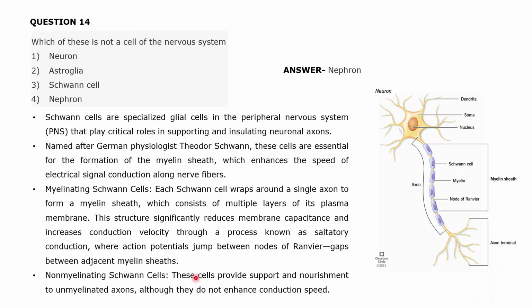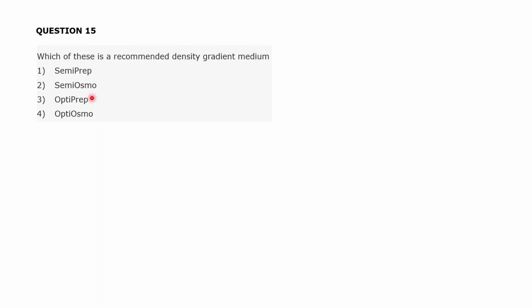Okay, so I think this question is quite clear. So I will just move into the next question. Which of these is not part of central nervous system? Nephron is part of a kidney or filtration system. So coming on to question number 15.